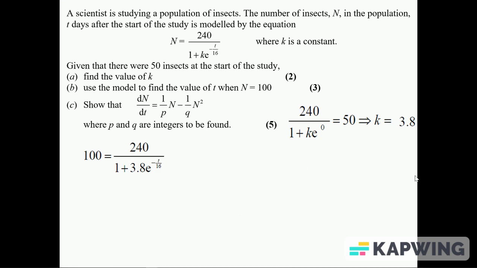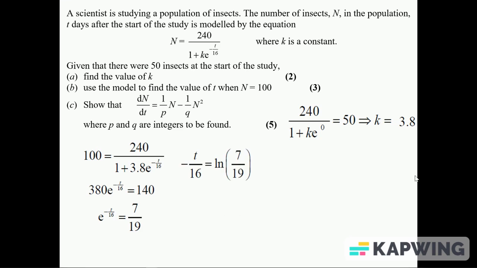Use the model to find the value of t when n is 100. So I'll put in our value of k there, and I put 100 in for n. And then I multiply both sides by that bottom line, that 1 plus 3.8 e to the minus t over 16, and subtract 100 at the same time. Save me a step. And divide by the 380 and cancel.